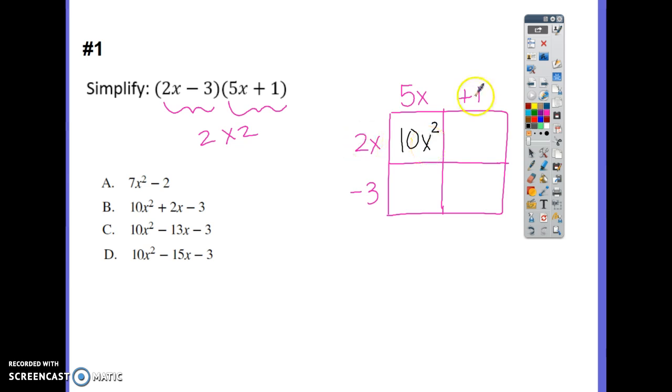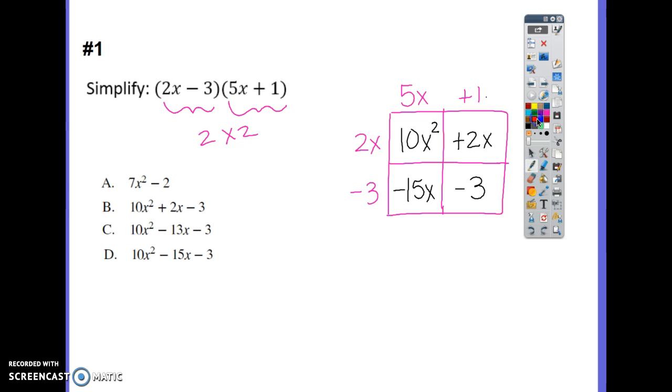2 times 1, positive 2. How many x's do you see? Just 1. 5 times negative 3 in the calculator gives you a negative 15. How many x's do you see? Only 1. And then the last one, negative 3 times 1 is negative 3. Okay?